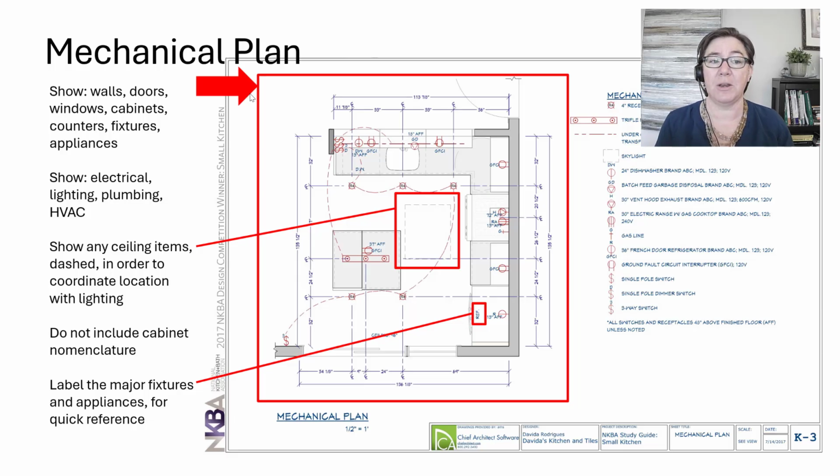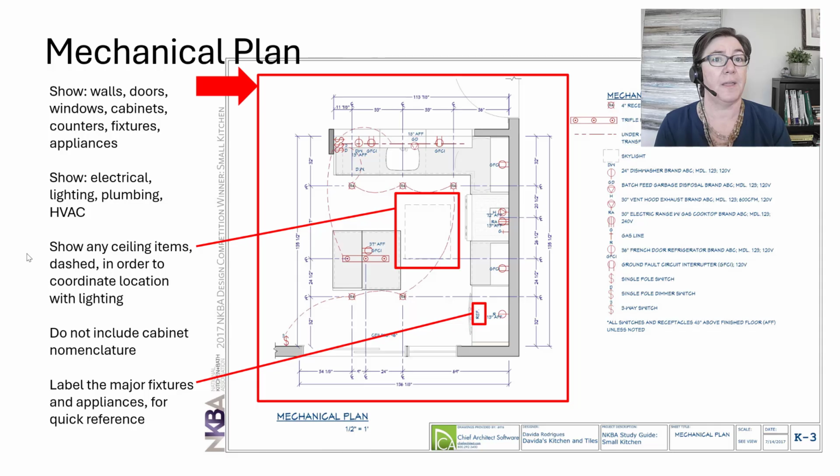You're going to show, like I mentioned, all electrical, lighting, plumbing, and HVAC. You also show any ceiling items. They should be dashed, like this example here, in order to coordinate location with lighting. Now, if you have a complicated ceiling, you might do a separate reflected ceiling plan, and that would be totally fine. But if you don't have that, you want to include it here.